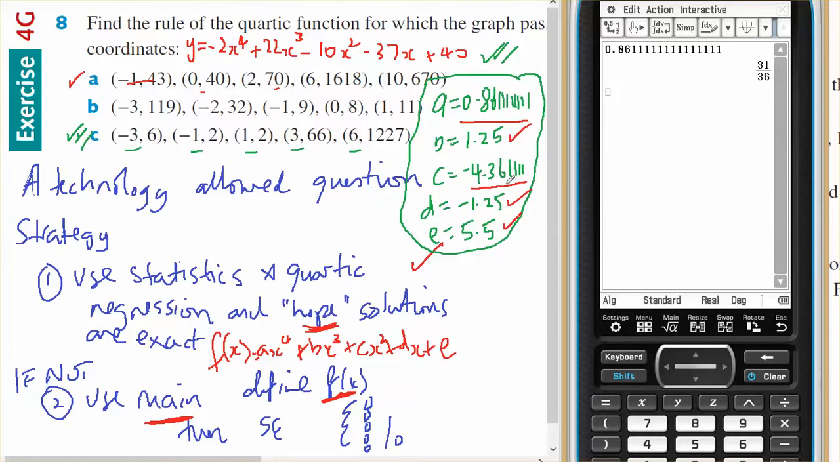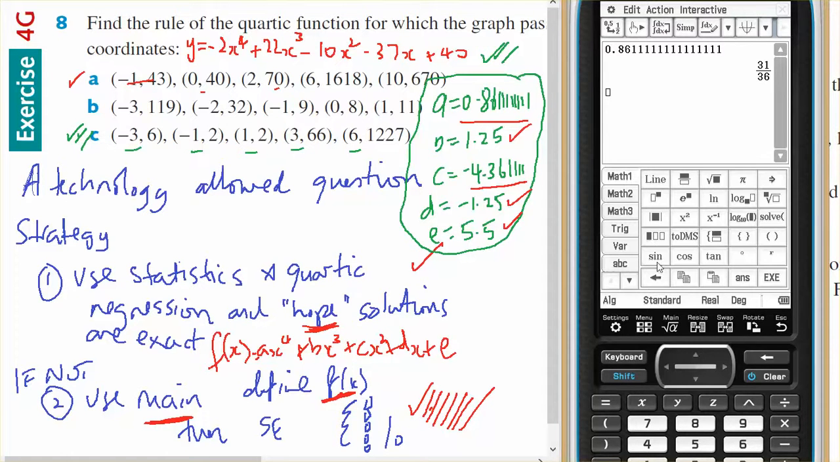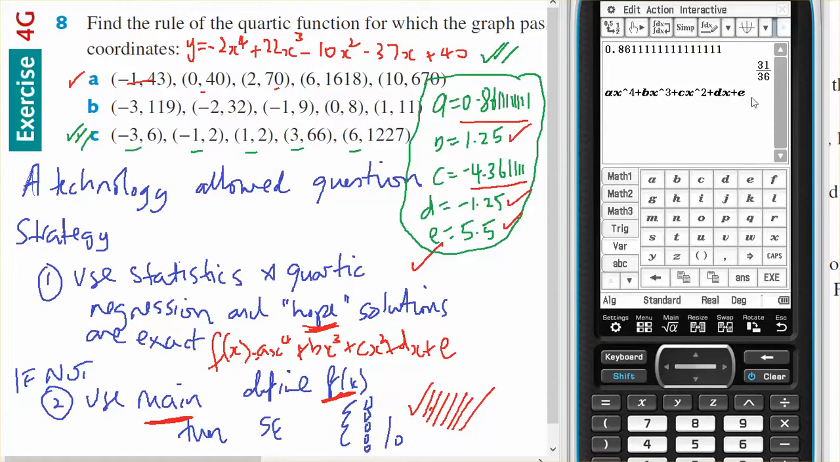So I could do the same thing with this one and actually get the exact answers without having to do this. However, I'd like to do this to show you how to do it. So, I'm going to type a x to the power of 4 plus, okay, I've typed them all in.